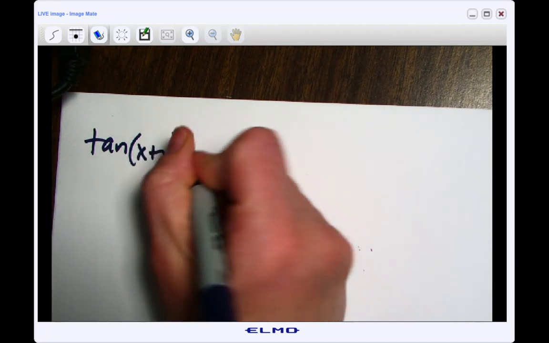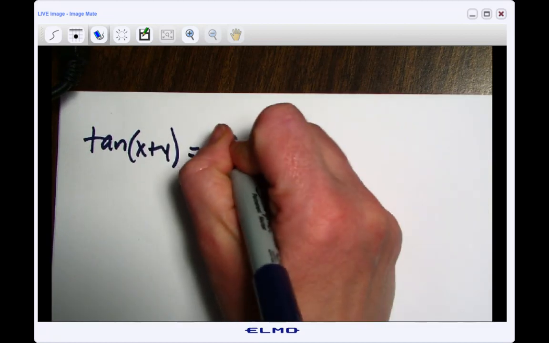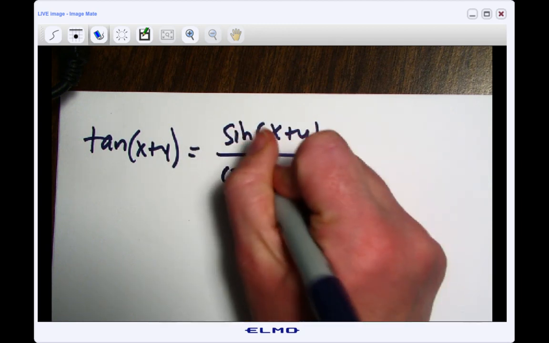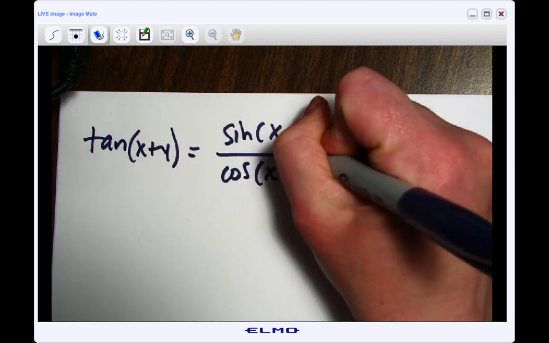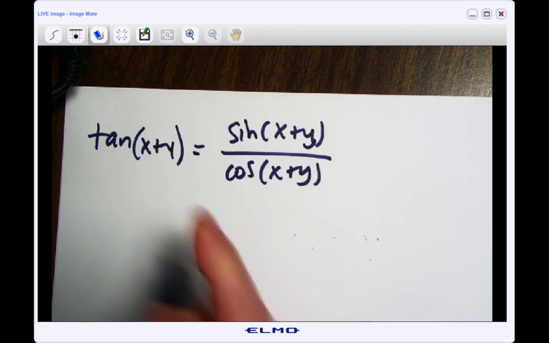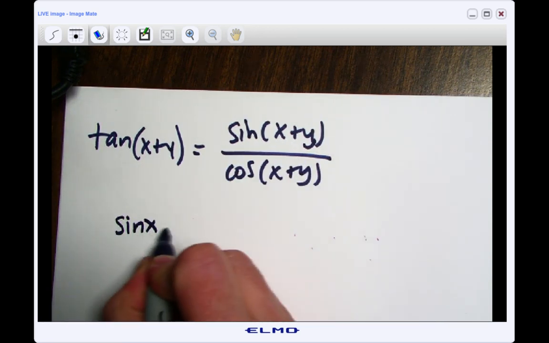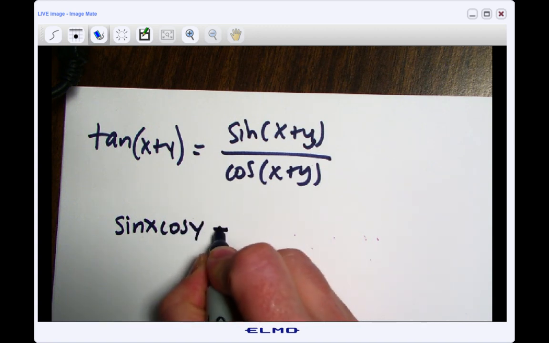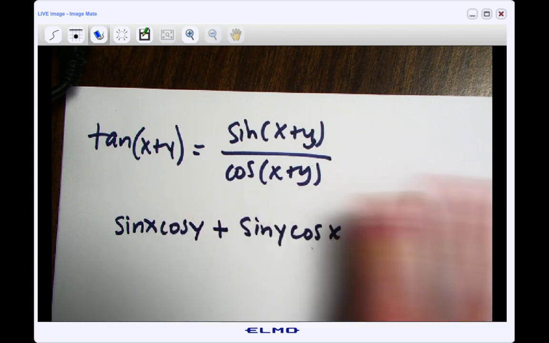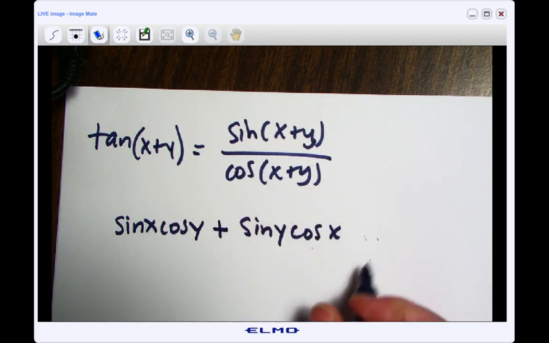And the one that we're going to use is our quotient identity. We're going to say that tan of x plus y is sine of x plus y over cosine of x plus y. Right? So what is sine of x plus y? That one is sine x cosine y plus sine y cosine x, or you can put them in any order we talked about. It doesn't really matter.